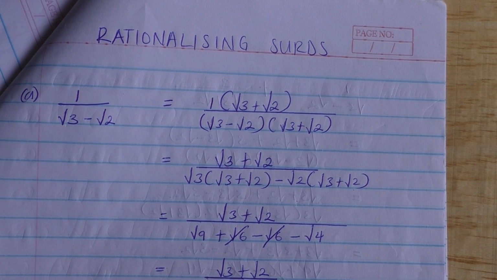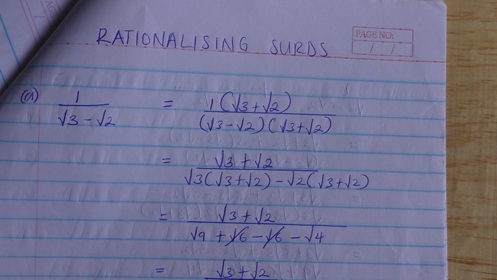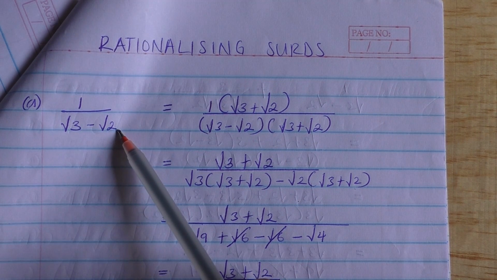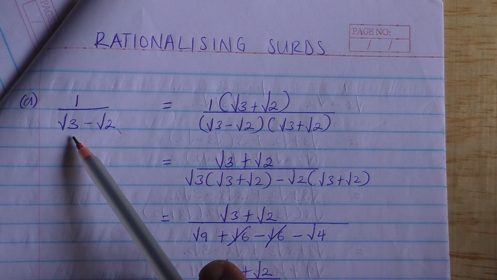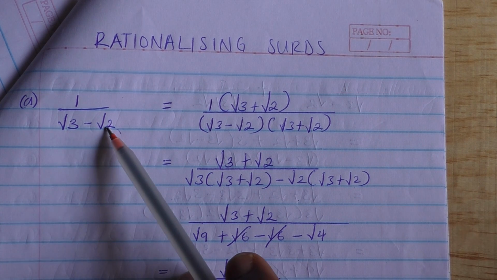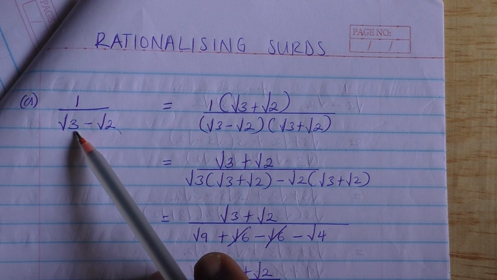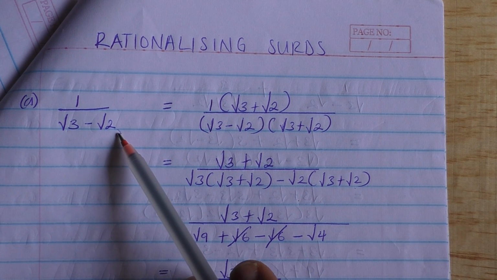We are still continuing with Surds. Today we are looking at how we rationalize Surds. Rationalizing means that we are getting the conjugate of the denominator, and the conjugate means, for instance, in our first example we have root 3 minus root 2. So the conjugate means we are changing the sign, which is a minus, to a plus, so that we shall have root 3 plus root 2. That is what we mean by conjugate.